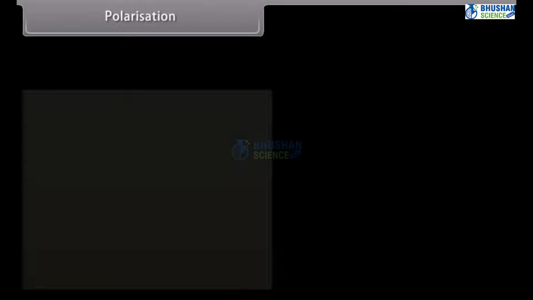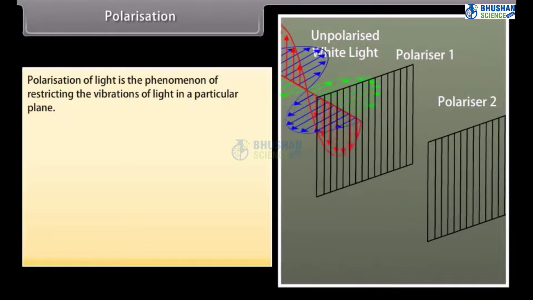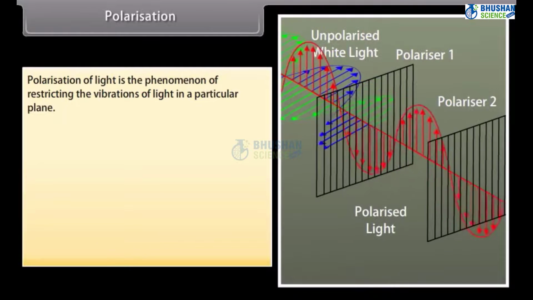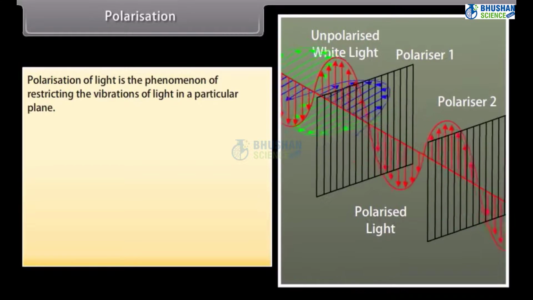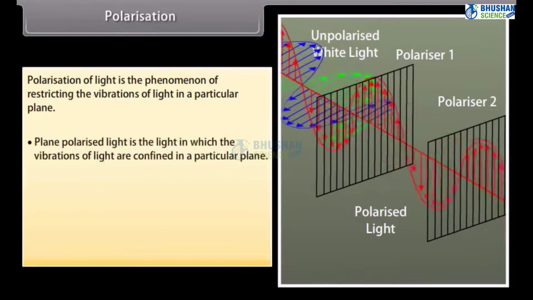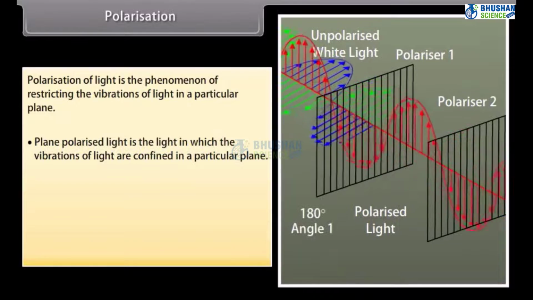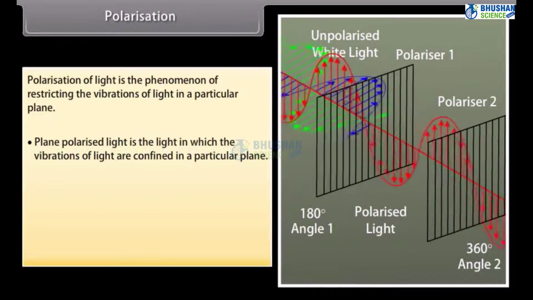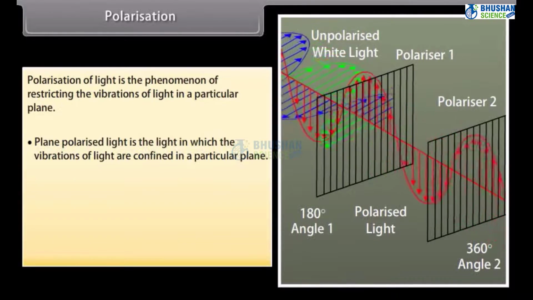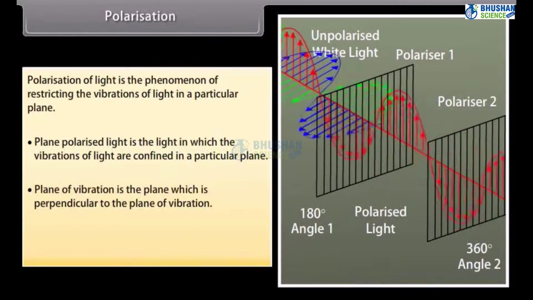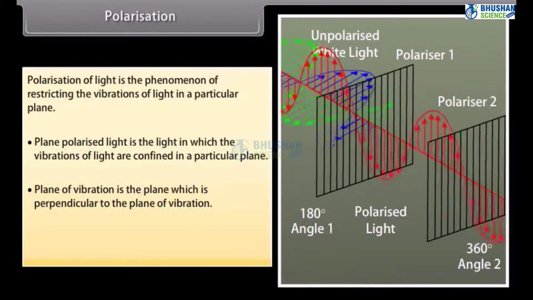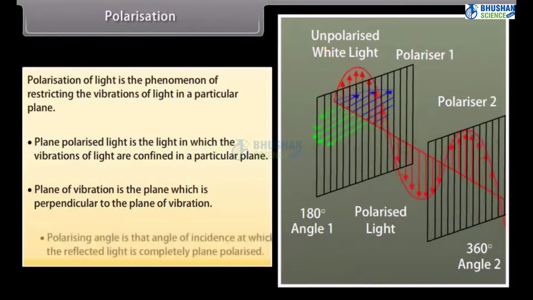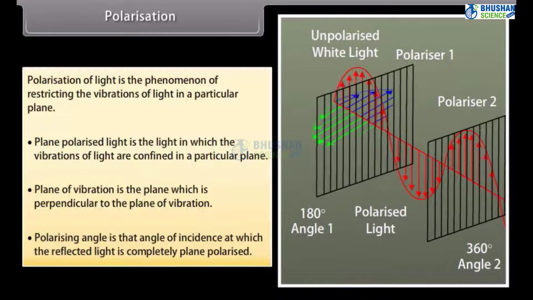Polarization. Polarization of light is the phenomenon of restricting the vibrations of light to a particular plane. Plane polarized light is the light in which the vibrations of light are confined in a particular plane. Plane of polarization is the plane which is perpendicular to the plane of vibration. Polarizing angle is that angle of incidence at which the reflected light is completely plane polarized.